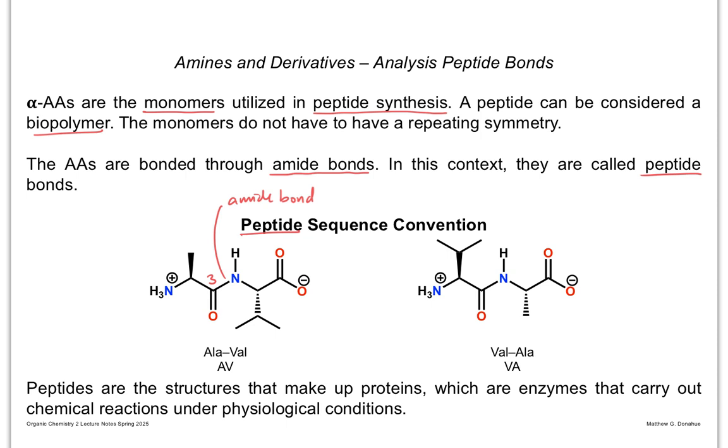So in terms of analyzing the sequence convention, now we're taking the individual amino acids, bonding them together to get a sequence. How do we read that sequence? We're going to read it from left to right. On the left side is called the N terminus. On the right side is called the C terminus.